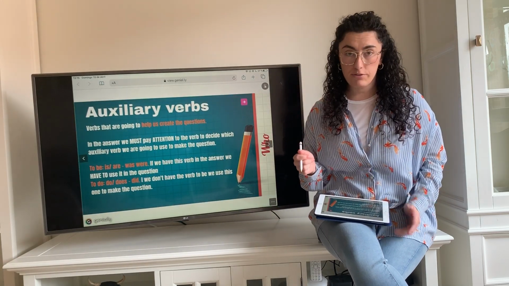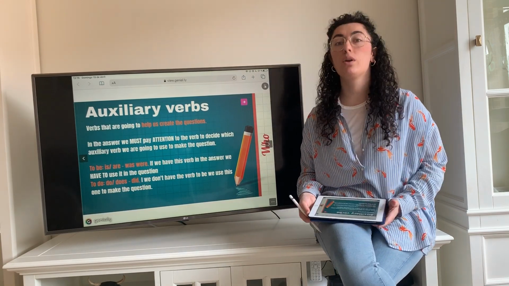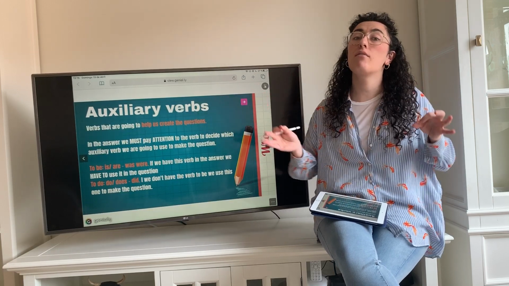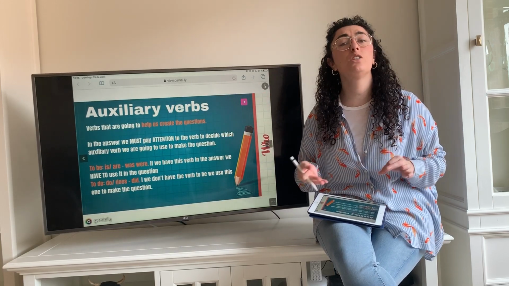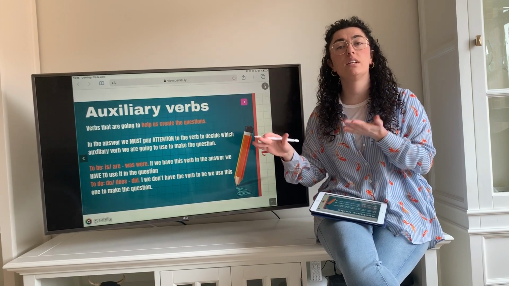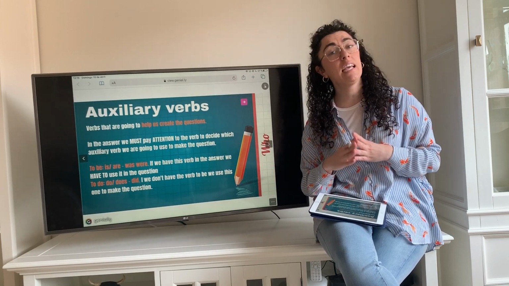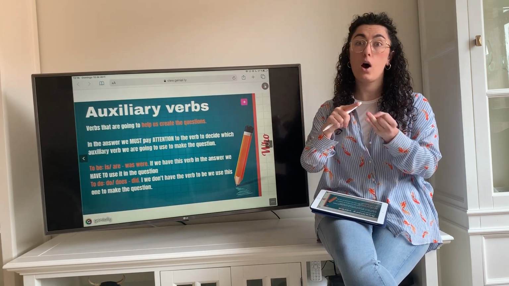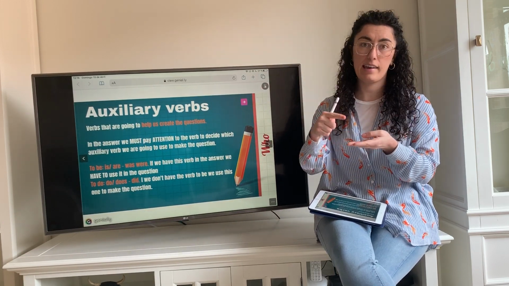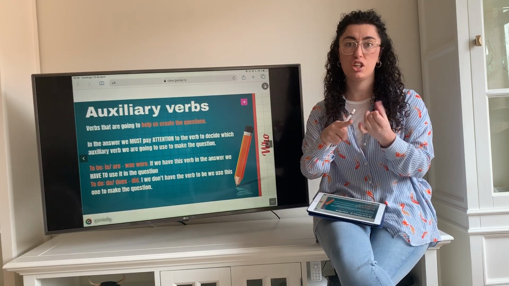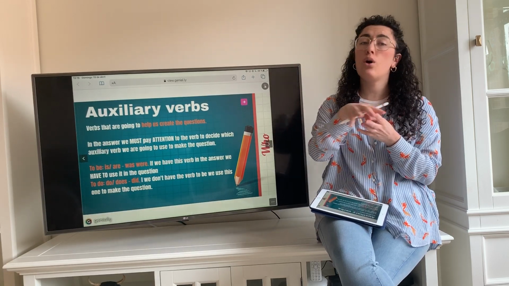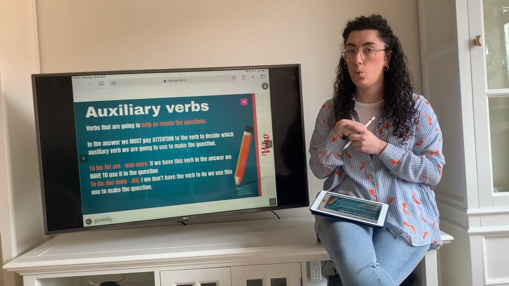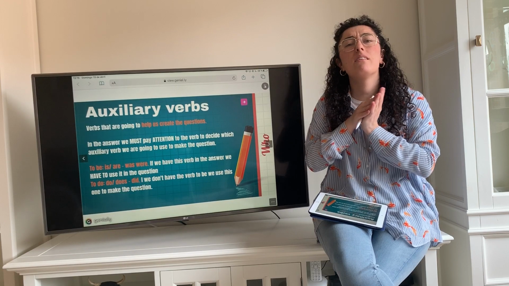So, first of all, before starting with where, everyone needs to have this very clear, okay? Because we are going to need this for all the rest of the WH words except who. We are going to use it for where, for when, for why, how much, how many, for all the WH words except who. So what is an auxiliary verb?